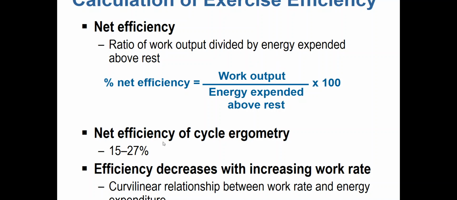So the net efficiency of cycle ergometry is estimated to be about 15 to 27%, meaning that it's 15 to 27% greater than your metabolic rate, meaning that it's 27% more work output than when I am at rest. And the efficiency decreases with increasing work rate. And there is a curvilinear relationship between work rate and energy expenditure.